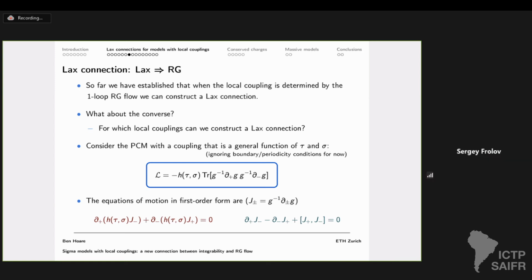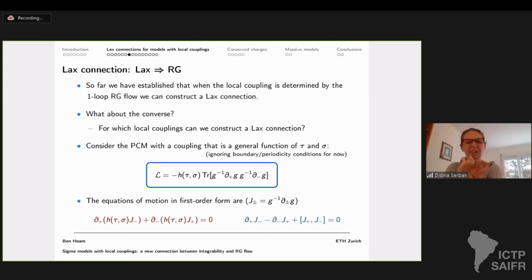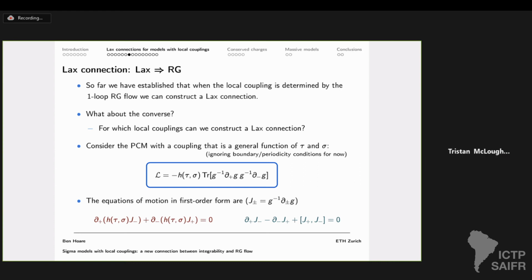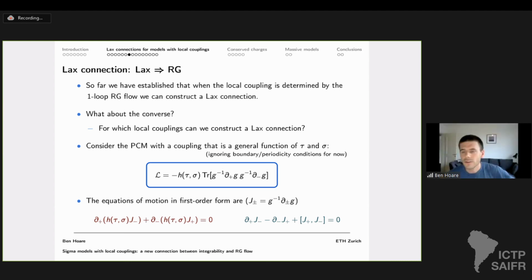Okay, thanks. Good. So let's take a question from Tristan. Yeah, in some ways it's maybe related. If you take 4D gravity and you dimensionally reduce it to 2 dimensions, you get this integrable gravity, right, by Nikolai.